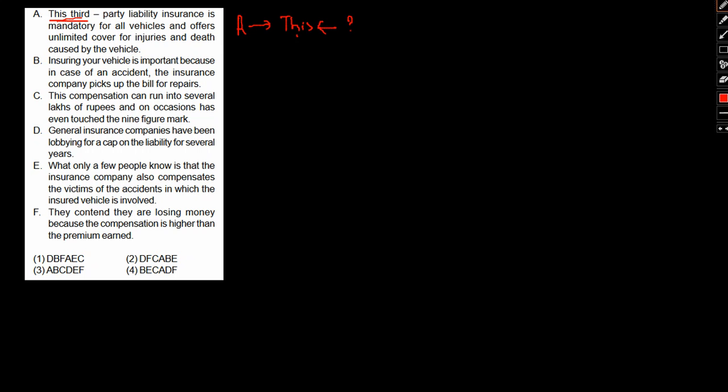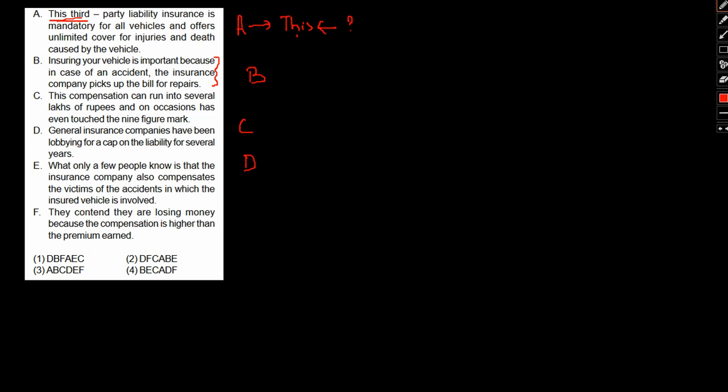Next, option B. Insuring your vehicle is important because in case of an accident, the insurance company picks up the bill for repairs. So this is setting up a premise. B can very well be our introduction, because it's talking about insurance in general. C: This compensation can run into several lakhs of rupees, and on occasion has even touched the 9-figure mark. C is talking about compensation, and no compensation has been talked about in either A or B, so we cannot say anything about C. D: General insurance companies have been lobbying for a cap on liability for several years. This is talking about a cap by general insurance companies. Again, we cannot say anything about this. Let's go further.